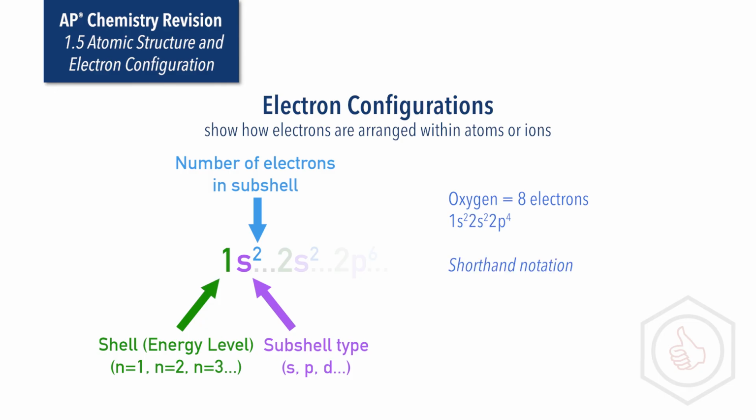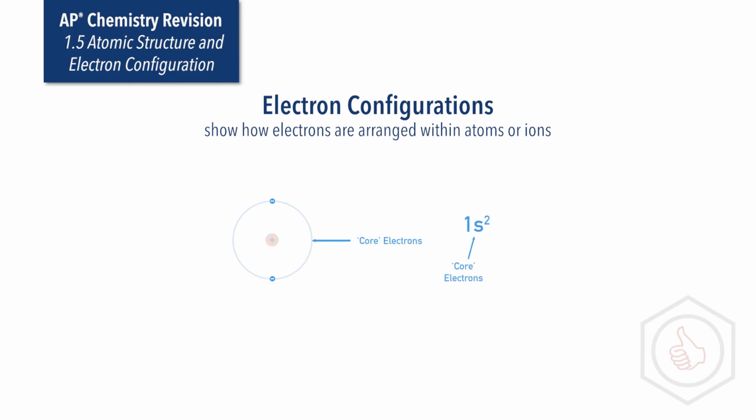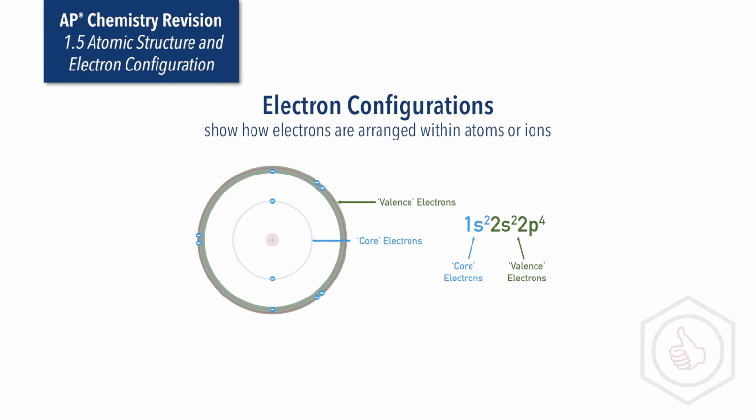Shorthand notation uses the nearest noble gas to represent inner or core electrons. Core electrons are the inner filled shells within an atom. Valence electrons are in the outermost shell and determine chemical reactivity. For example, oxygen has 2 inner electrons in the first shell and 6 valence electrons in the second, its outermost shell. The 1s2 being core electrons and the 2s2, 2p4 being valence electrons.